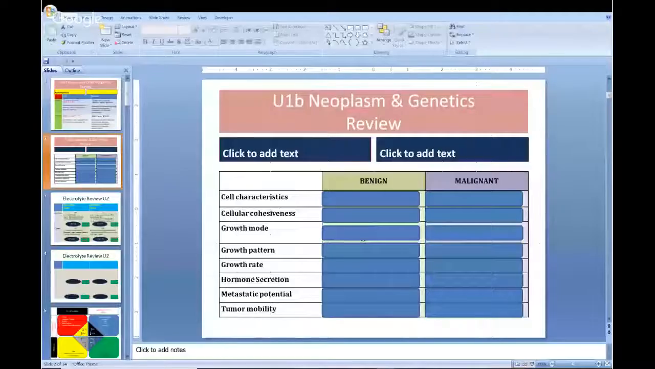Okay, so benign will be differentiated and the malignant will be undifferentiated. Yep, you're on the team now.